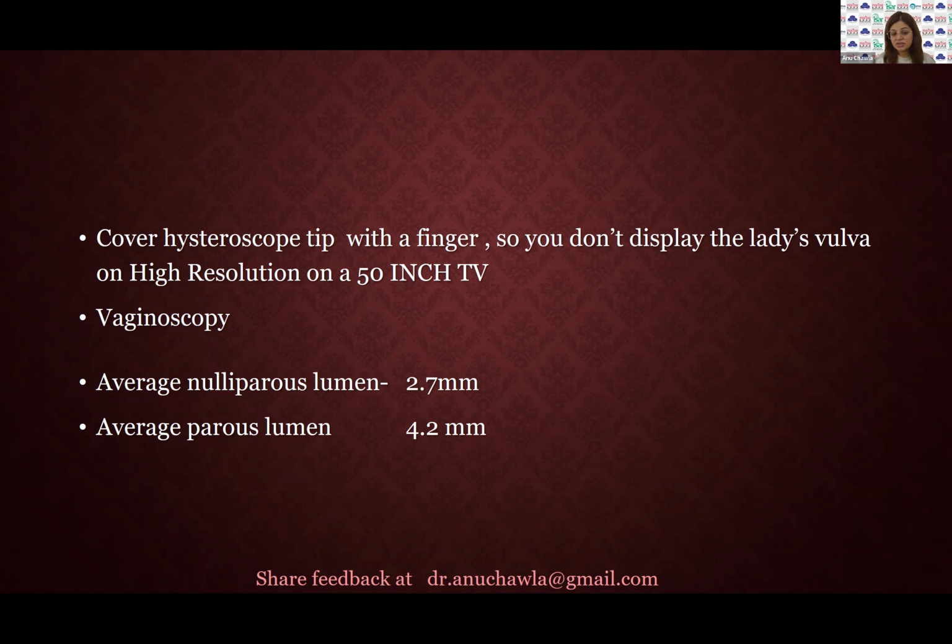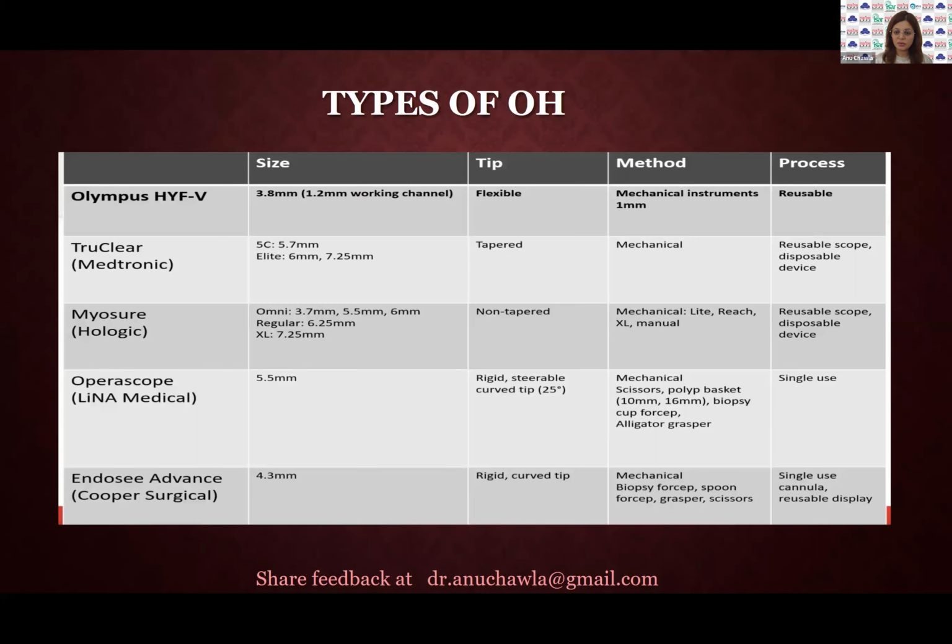We can keep these two numbers in our mind when we choose the hysteroscope: the average nulliparous lumen is 2.7, the average parous lumen is 4.2. Definitely the history of any previous surgical termination of pregnancy or things like that will allow a little bigger size of hysteroscope. So this is a slide in which I've put all of the hysteroscopes together, which can be easily used as office hysteroscopes.